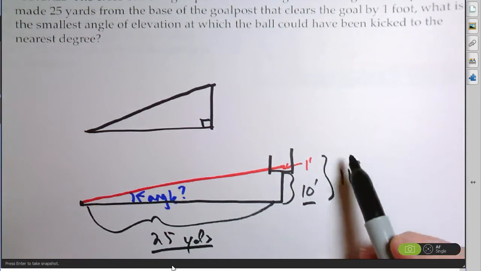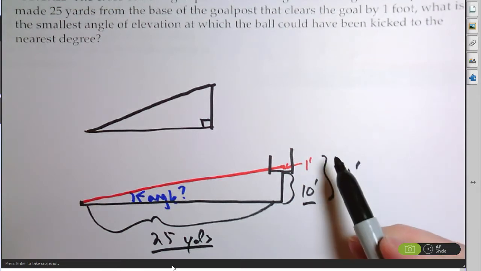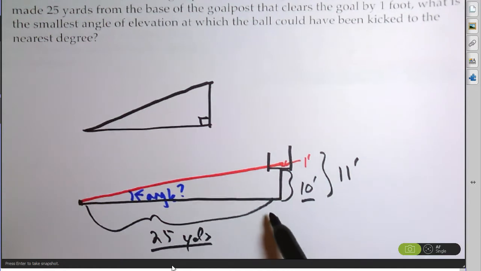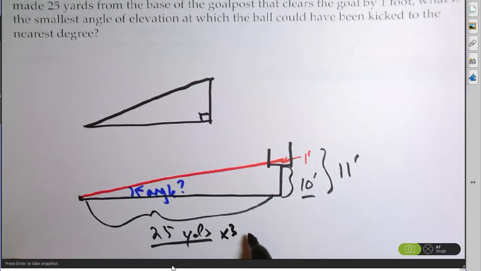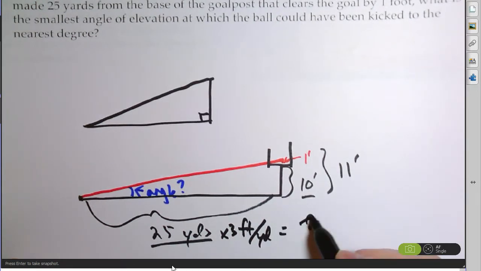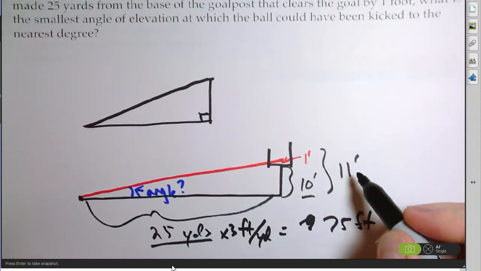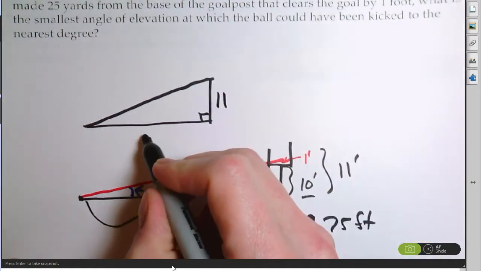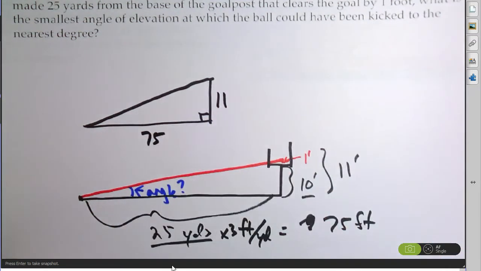So I'm actually kicking it 11 feet in the air because it's 10 foot plus 1 foot. But this is 25 yards. In order for me to work with this, I really need to have them in the same units. The easiest thing to do is to multiply this by 3 because there are 3 feet in a yard, so this is 75 feet. If you try to convert this to yards, 11 is not divisible by 3. It doesn't work out. So we're looking at a triangle that's 11 foot, 75 foot.